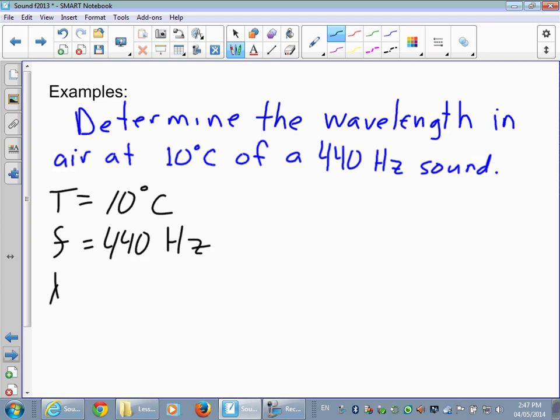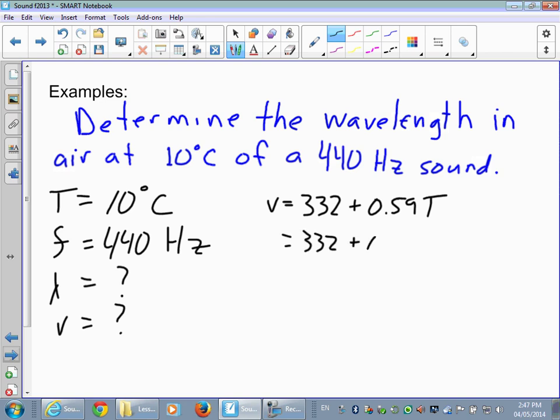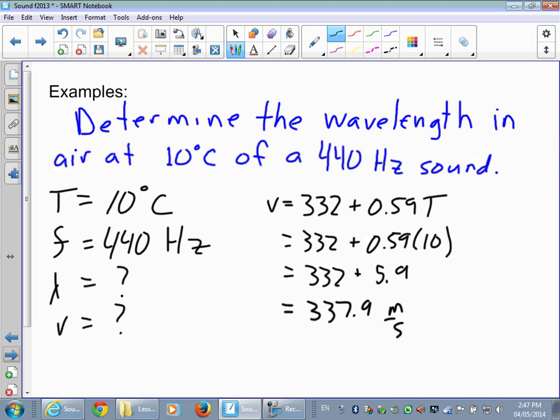We need to get the wavelength, and in order to get the wavelength, you need the speed of sound. So V is equal to 332 plus 0.59 t. I've rearranged the equation a little bit. That's just the way I learned it, but it doesn't really matter which term comes first. So 332 plus 0.59 times 10, which gives you 332 plus 5.9, or 337.9 meters per second.